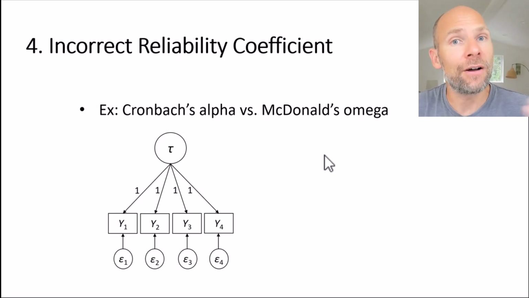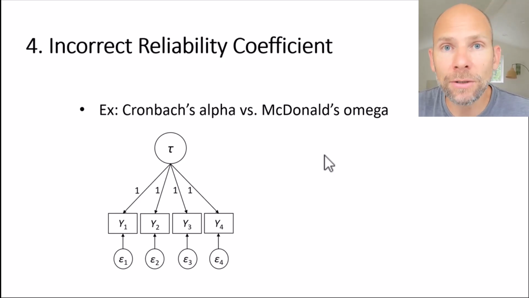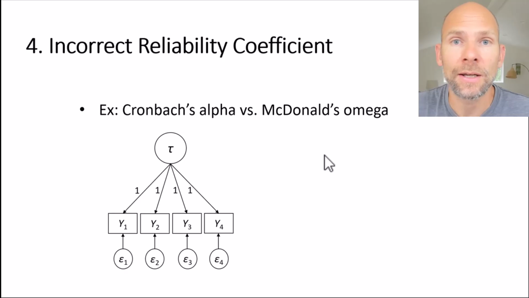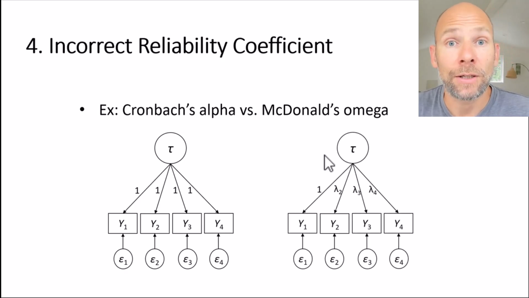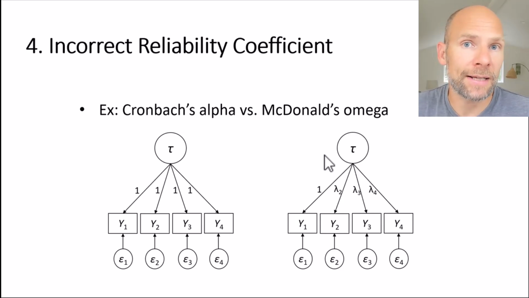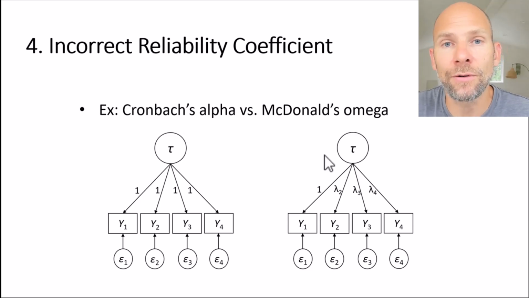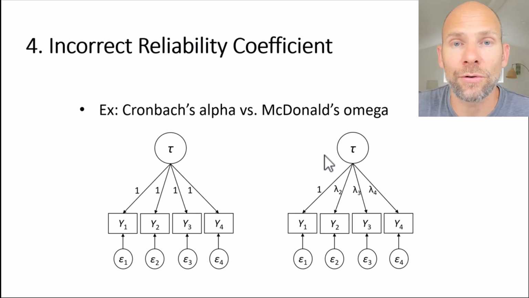If you have a violation of one or more of these assumptions, then Cronbach's alpha may be an underestimate of reliability. For example, if your scale is multidimensional, so you have more than one factor, we already discussed that, or if you have unequal loadings, or if you have correlated measurement error terms, then Cronbach's alpha may not be appropriate. McDonald's omega also comes with the assumption of a single factor model. However, it relaxes the assumption on the factor loadings. So you can now have different factor loadings, lambda 2, lambda 3, lambda 4. They don't all have to be equal. It still comes with the assumption of uncorrelated error terms.